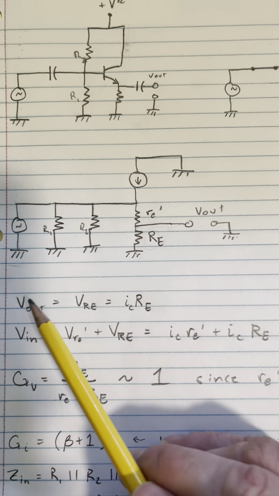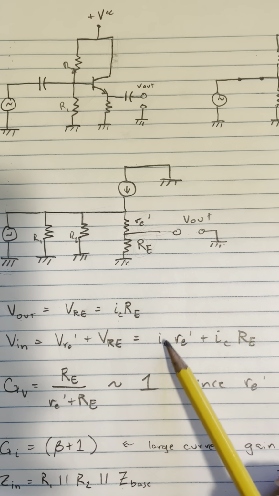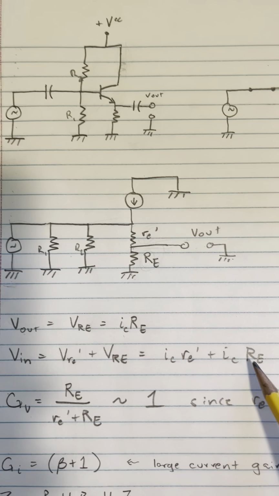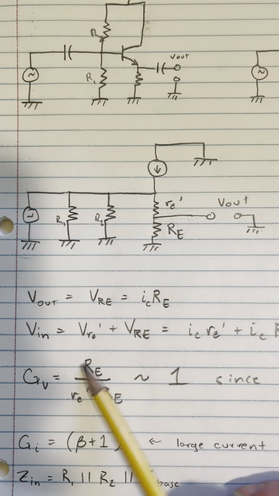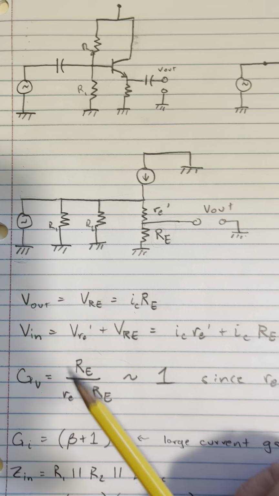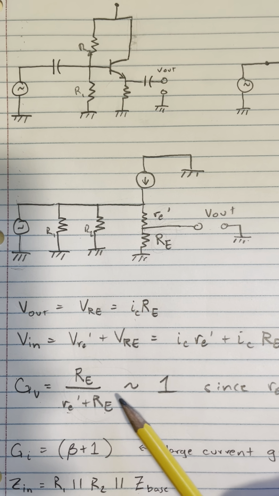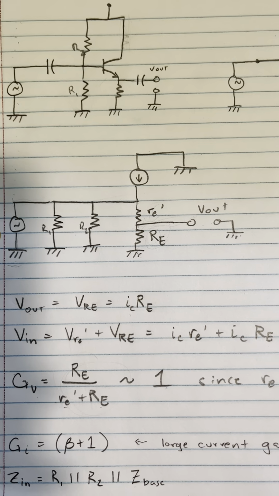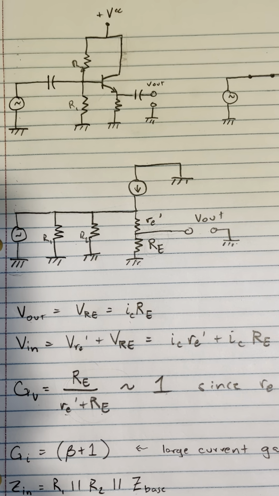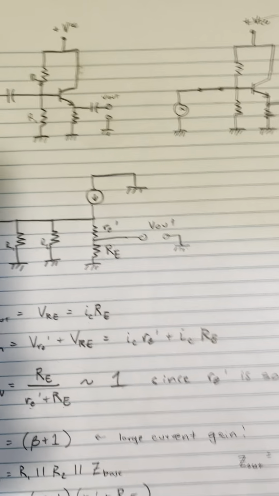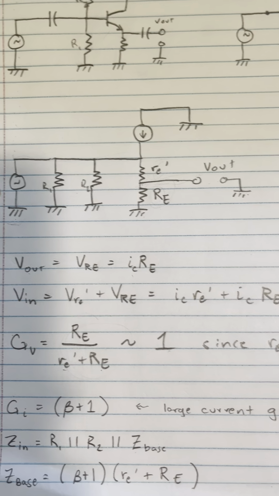If I were to write this out, V out is IC times RE, and V in is IC times RE prime plus IC times capital RE. And if I were to take the ratio of these two, this is what I get. The ICs cancel out. And since RE prime is small compared to capital RE, I get approximately 1. And so the voltage gain of a common collector amplifier is approximately 1. Again, this is why it's called an emitter follower. It follows the input, and you have unity gain.